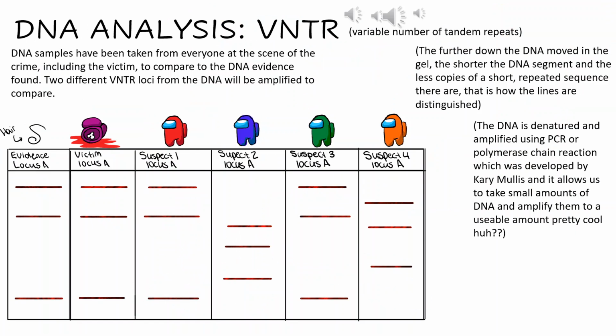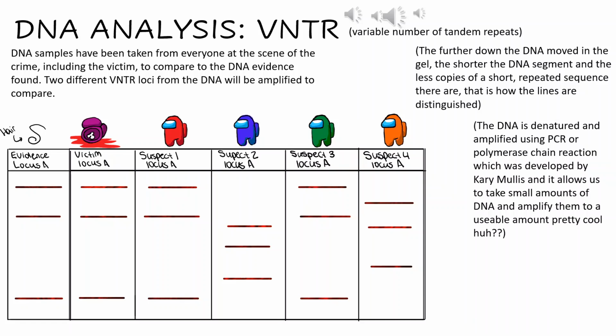The hair was then taken to the lab where its DNA is denatured and amplified to focus on 2 loci. The DNA is then put in gel where the shortest pieces migrate the furthest down. The suspect that matches on both loci A and B is the culprit. So first we will focus on locus A.